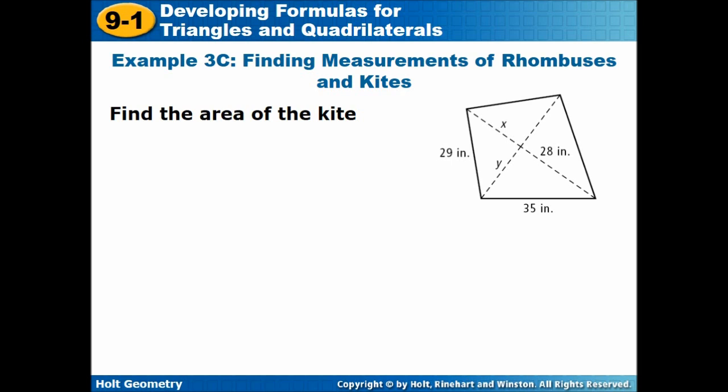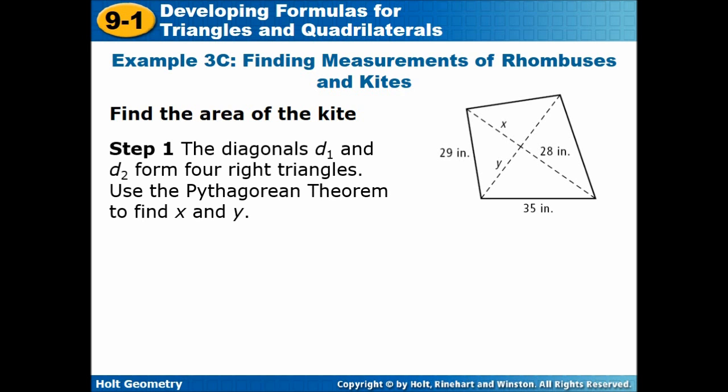Notice we have 29 inches for one side and 35 inches for another side. And it looks like x is 28 inches. So let's examine this. So step 1, the diagonals d1 and d2 form 4 right triangles. We're going to use triangles. So let's use the Pythagorean theorem to find x and y.